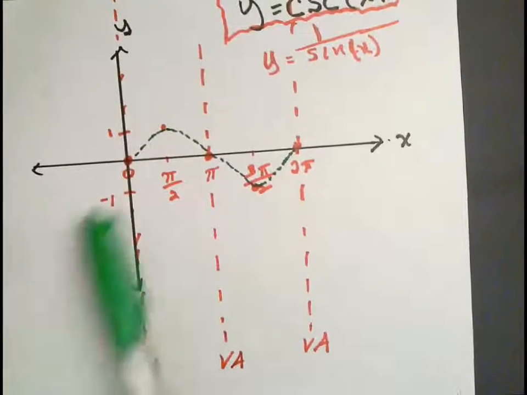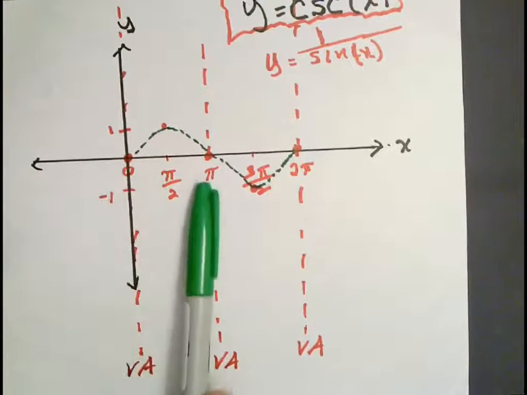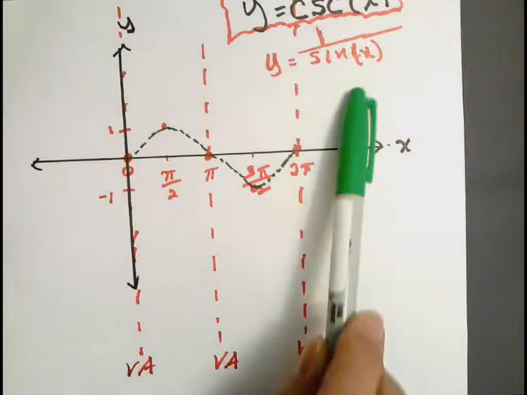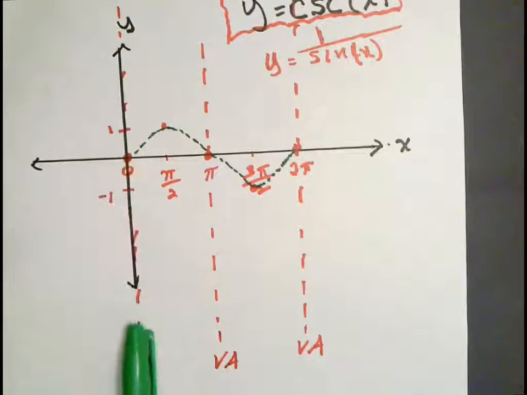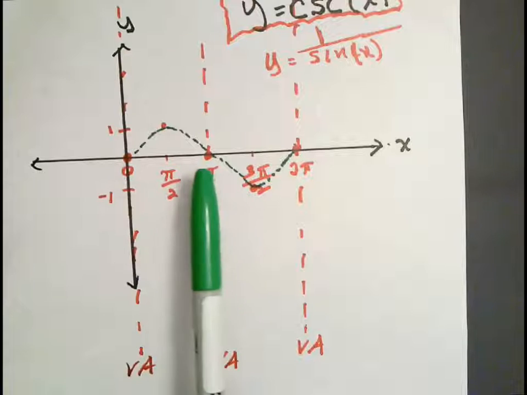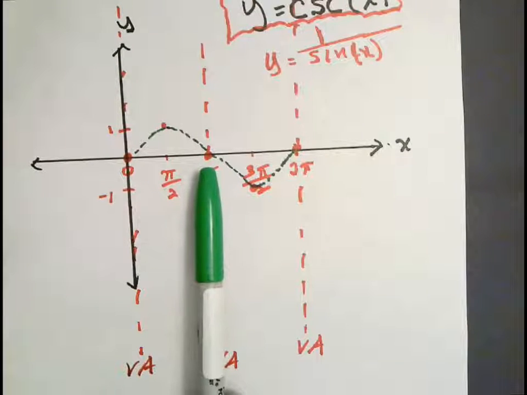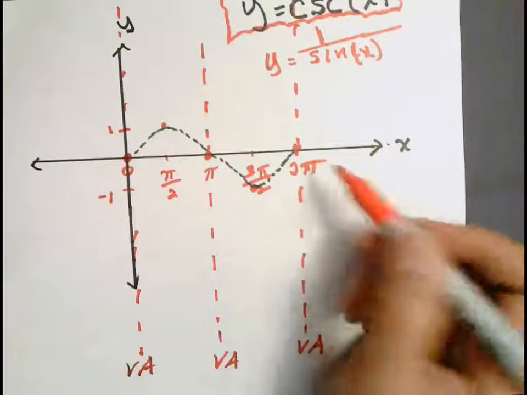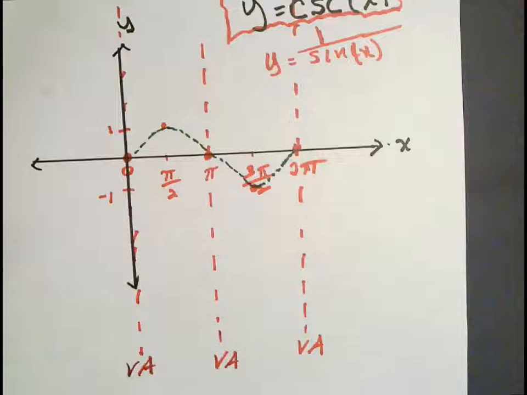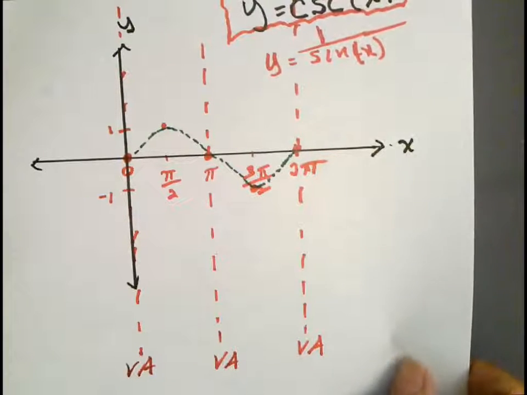Now, we're using that sine curve. You see right here, on this x-axis, the y is 0. So you see, 1 divided by y equals 0 is undefined. So we're going to have a vertical asymptote at x equals 0, x equals pi, and x equals 2 pi.